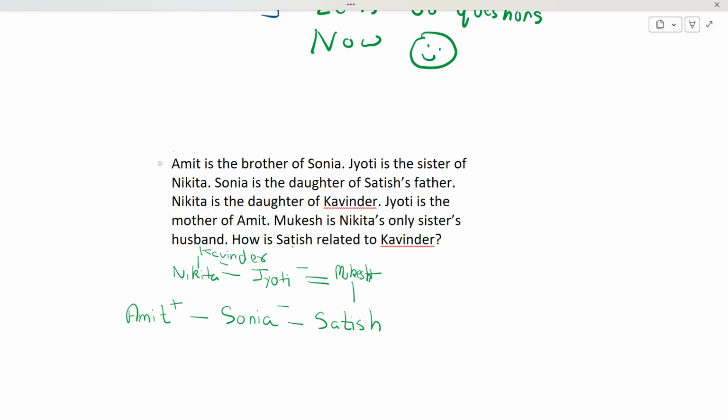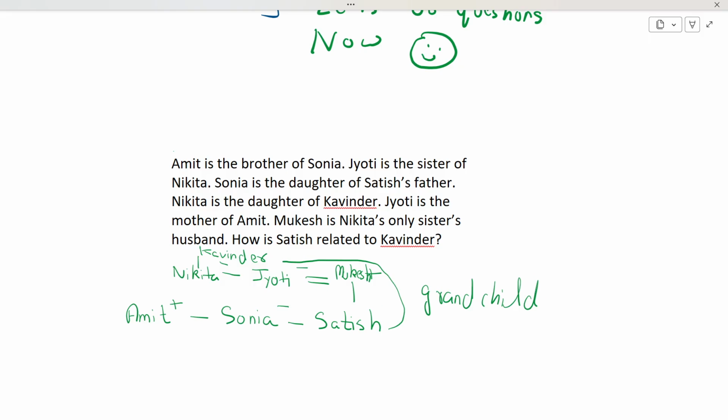So now the question is, how is Satish related to Kavinder? So let's think of it. सतीश बेटा है मुकेश का और ज्योति का, और ज्योति बेटी है कविंदर की. So that means ज्योति का बेटा या बेटी हो सकता है सतीश, और फिर ज्योति के फादर या मदर हो सकते हैं कविंदर. So that means if I have to put a relationship between Satish and Kavinder, it's a relationship that is grandchild. So I can simply say Satish is the grandchild of Kavinder.